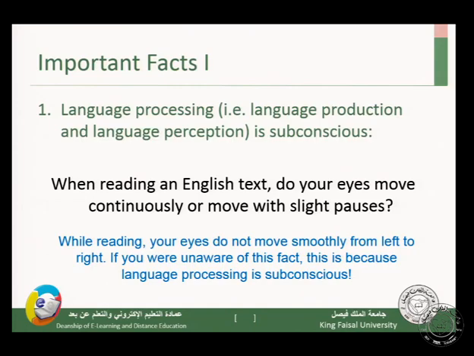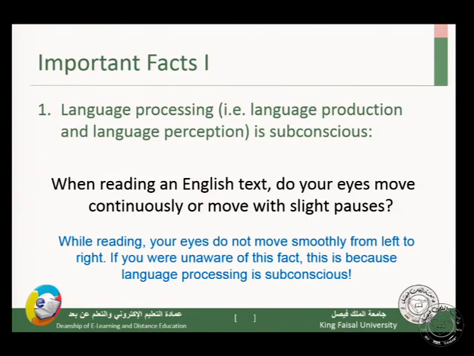So while reading an English text, or perhaps an Arabic text, which is a bit more obvious to you, because when reading an Arabic text, it is easy for you to keep moving. You don't tell your eyes, okay, stop here, then move, stop here, so that I understand. Your mind works without your intervention.